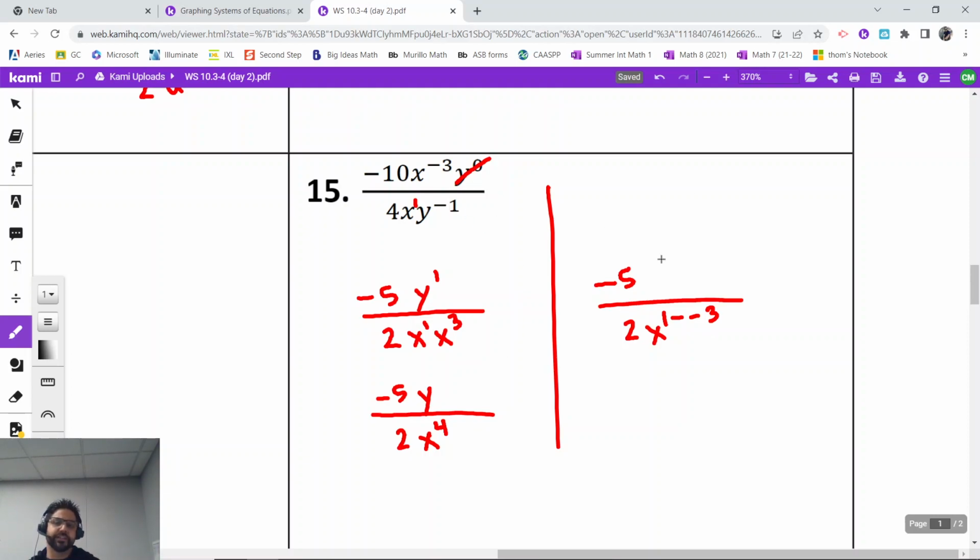Your y, of course, just needs to be sent to the numerator. So we now have negative 5 over 2. My x is 1 subtract negative 3, which really becomes 1 plus 3. So I'm going to write it as a 4. Oh, forgot to put the x there, sorry. And then, of course, the y stays the same.